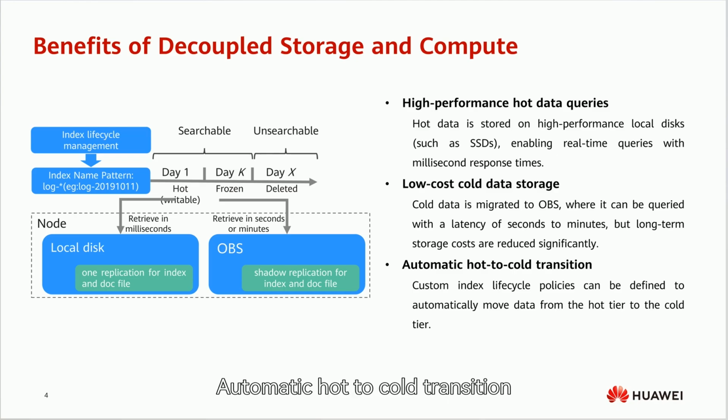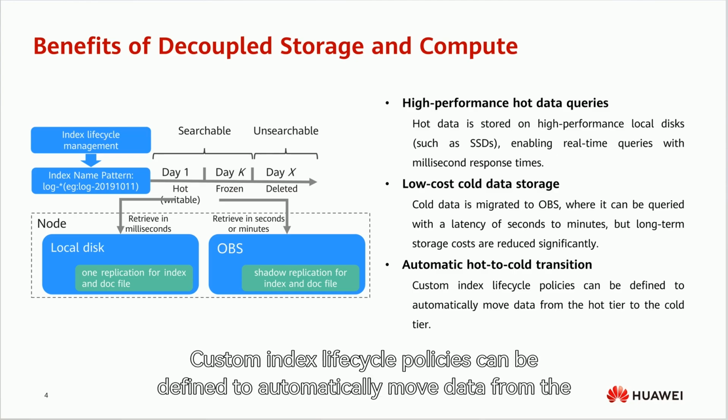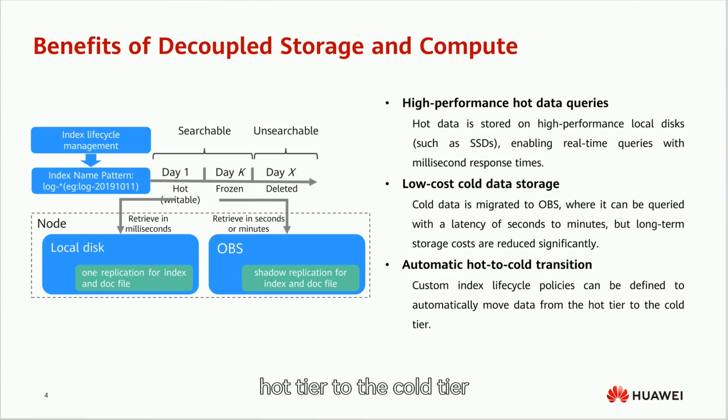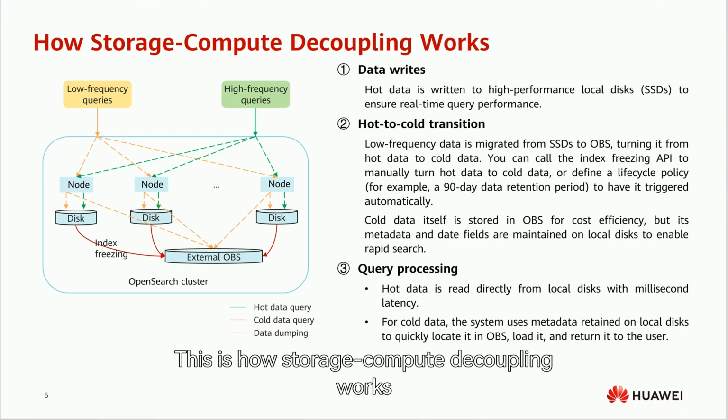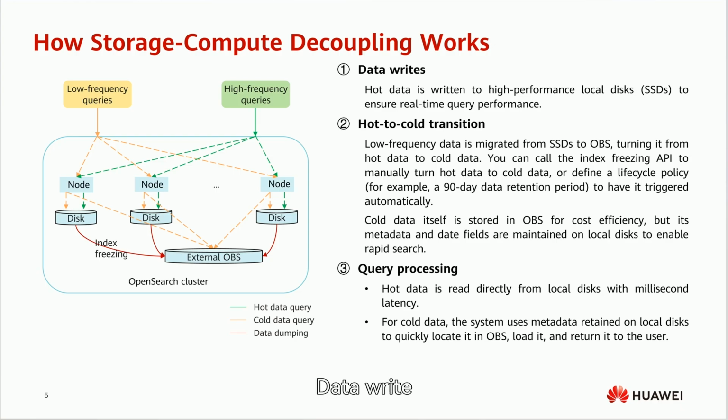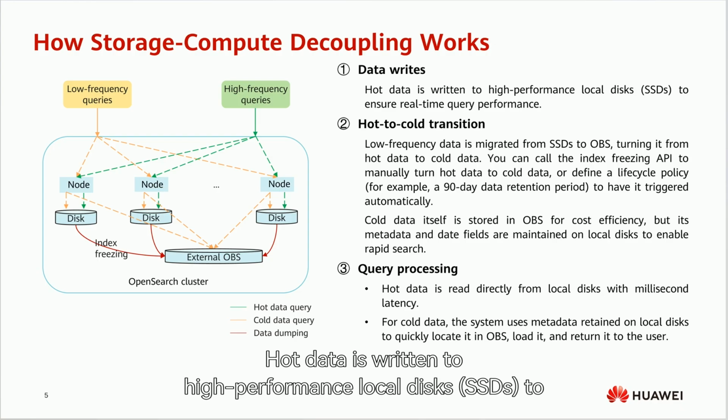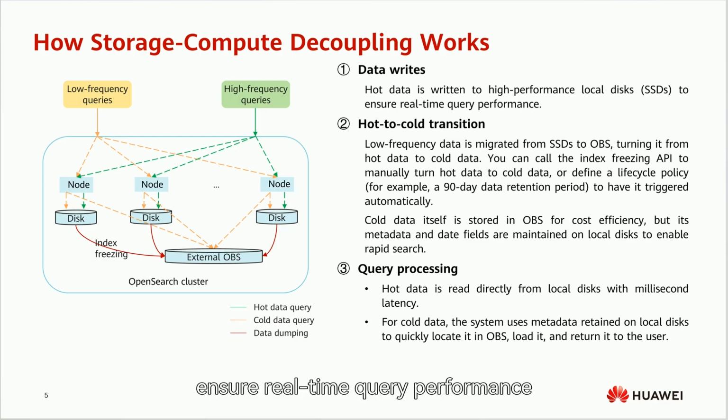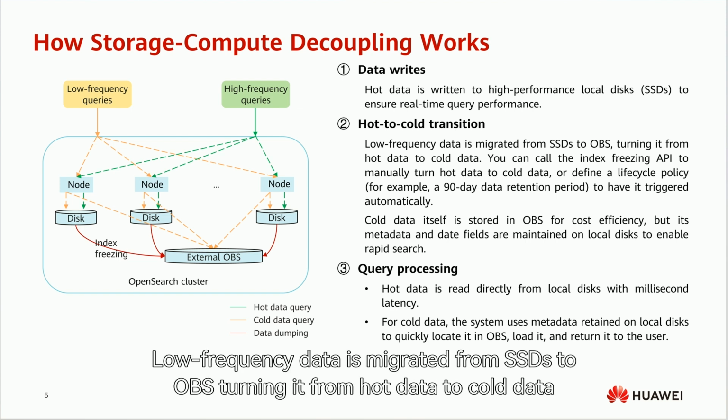Automatic hot-to-cold transition. Custom index lifecycle policies can be defined to automatically move data from the hot tier to the cold tier. This is how storage compute decoupling works. Data write. Hot data is written to high-performance local disks, SSDs, to ensure real-time query performance. Hot-to-cold transition. Low-frequency data is migrated from SSDs to OBS, turning it from hot data to cold data.